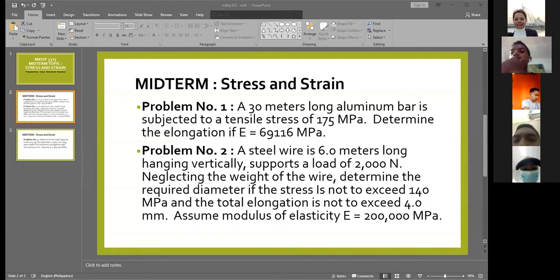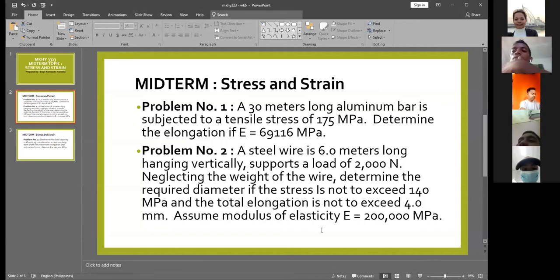For the first problem, the problem states that we have a 30 meters long aluminum bar subjected to a tensile stress of 175 megapascal, and we are going to determine the elongation if the modulus of elasticity is 69,116 megapascal.